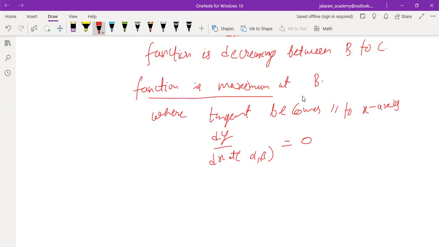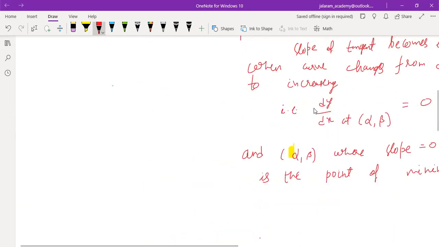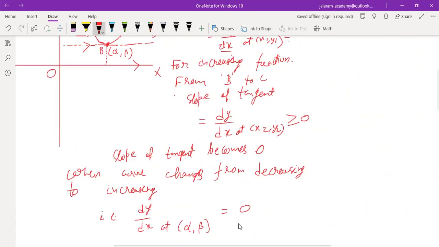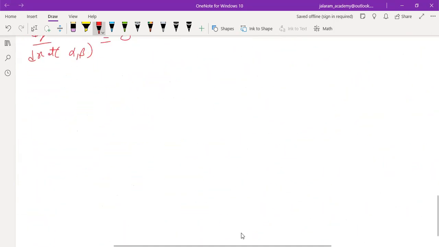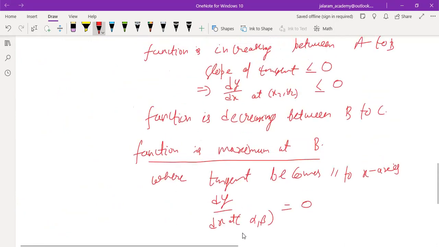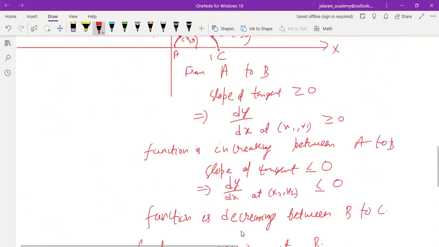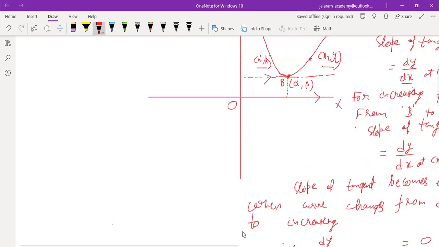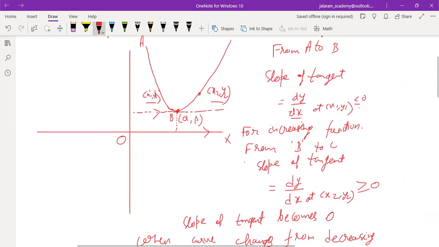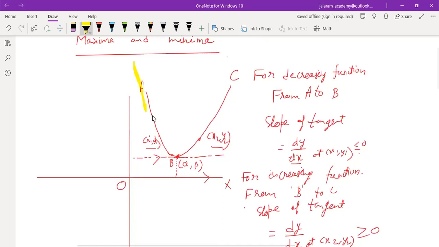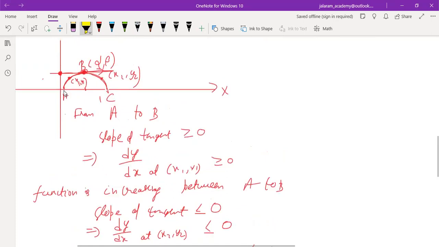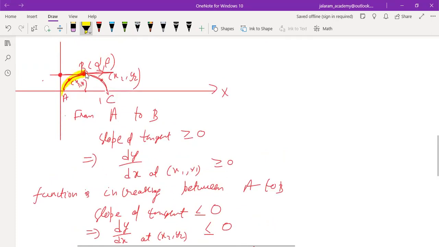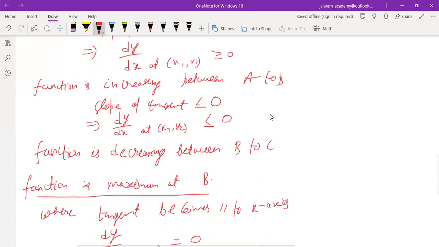So whether we have to find the point of maxima or we have to find the point of minima, in both the cases dy by dx becomes 0. Is that clear to everyone? So dy by dx equals to 0. The point where dy by dx becomes 0 is called the turning point of the curve, means where the curve either changes from decreasing to increasing, or it changes from increasing to decreasing. Understood everyone? This point is called what? Turning point.